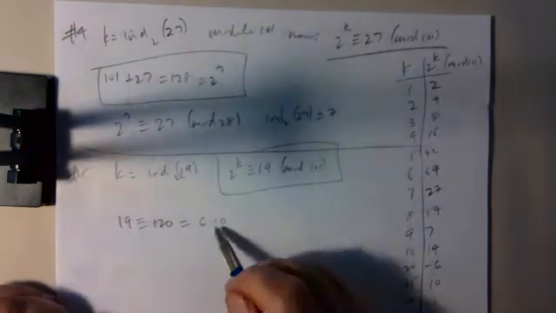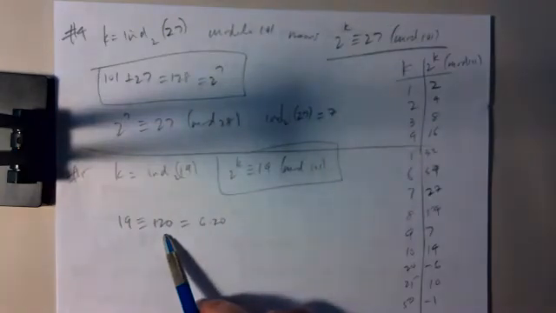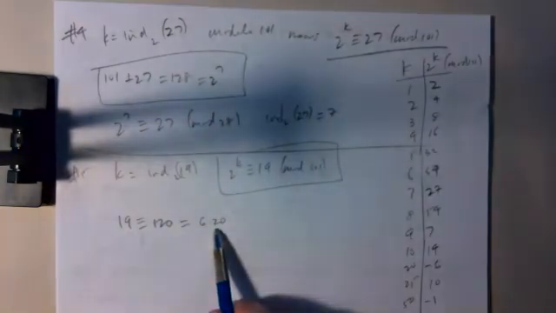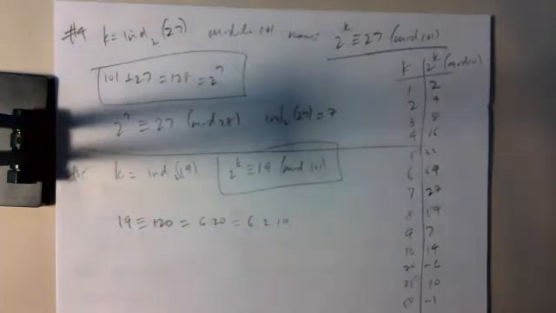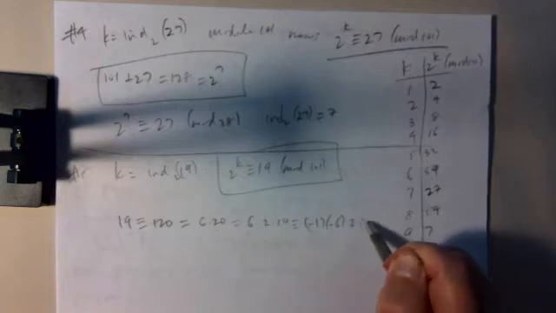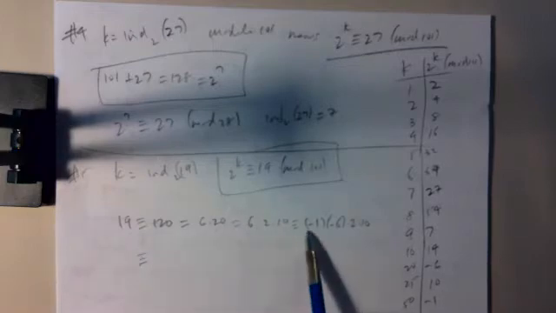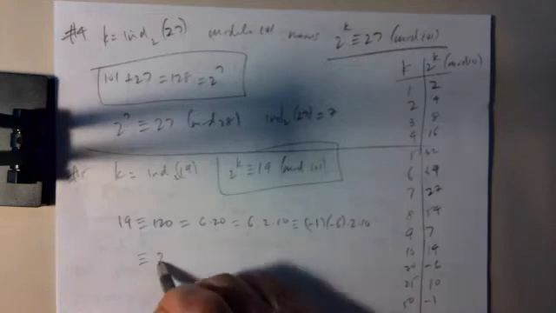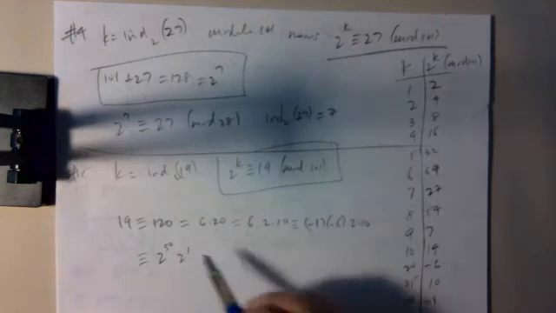Okay, so 19 is congruent to 120, which is 6 times 20, right? Which is 6 times 2 times 10. Is that correct? Which is -1 times -6 times 2 times 10. Is that correct? And -1 is 2 to the 50th. 2 is 2 to the first.